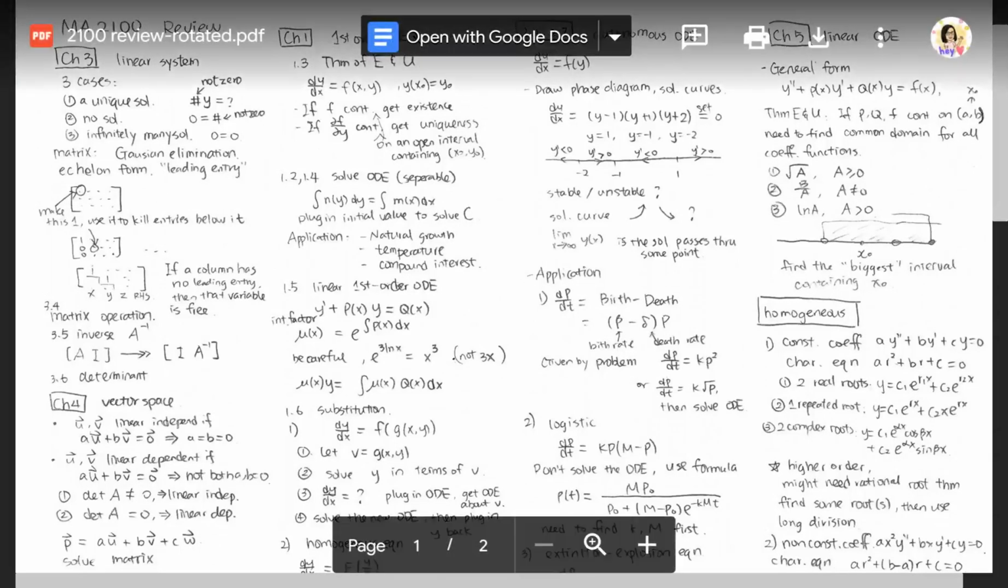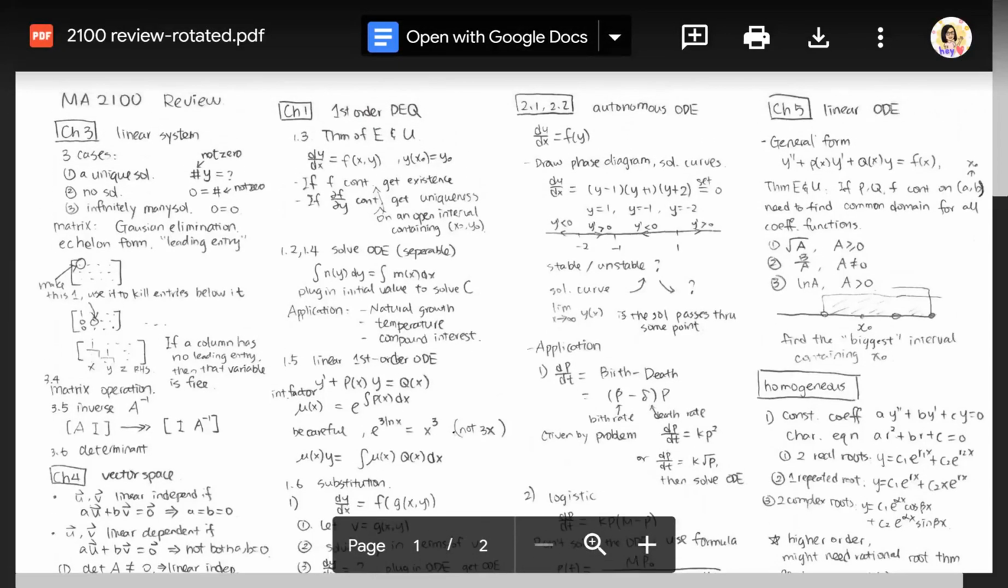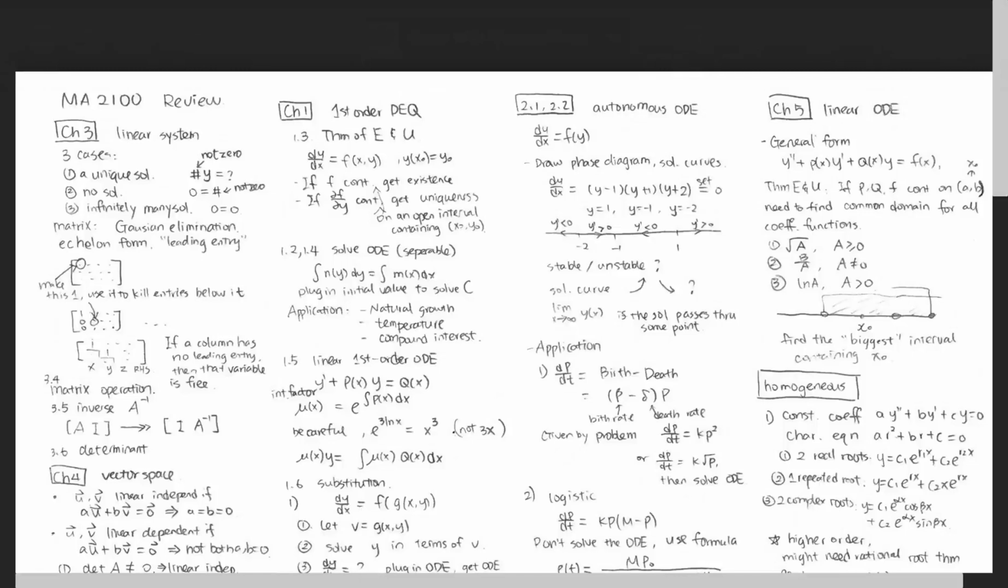So chapter 1, we talk about first order ODE. So section 1.3, we talk about the theorem of existence and uniqueness. Okay, it's about dy/dx equals f of x, y, and y of x0 is y0. So given the initial value problem, first of all, you have to make sure it's in the standard form. Standard form means your left-hand side has to be dy/dx, okay?